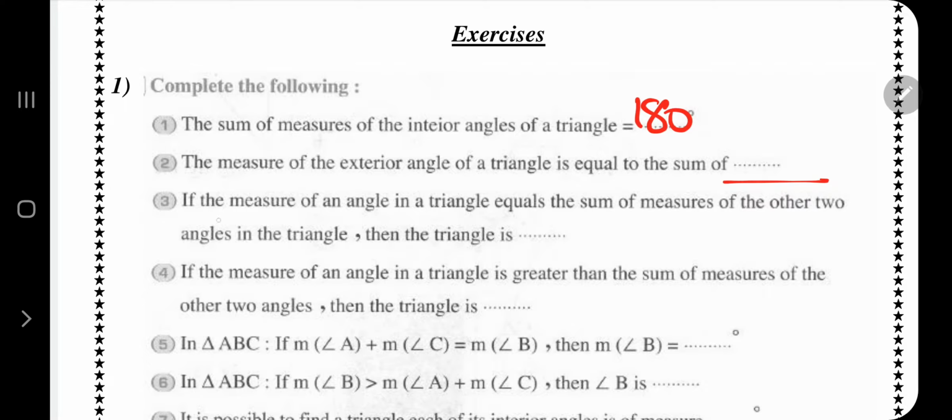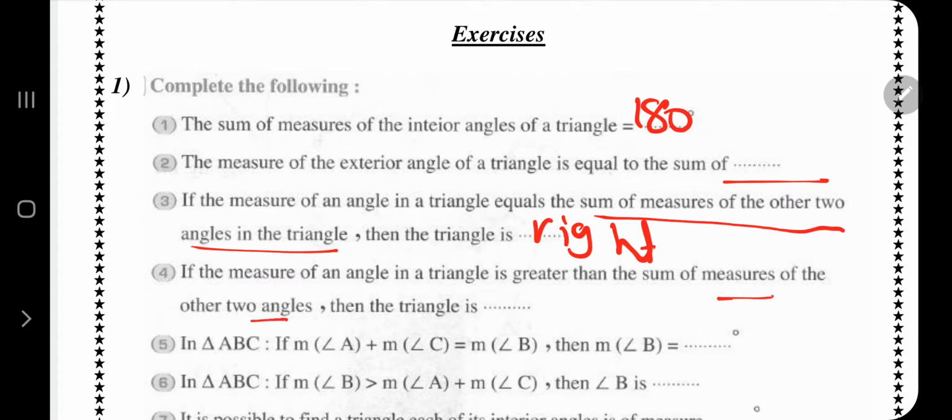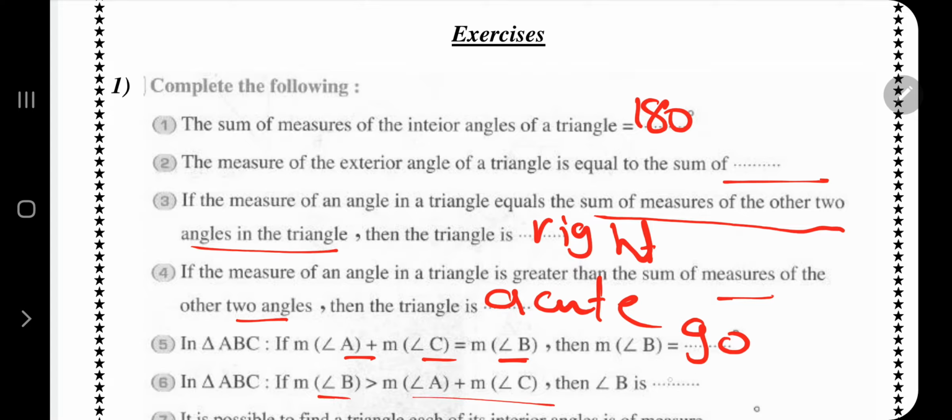Number 3: if the measure of an angle in a triangle equals the sum of the measures of the other two angles, then the triangle is right. Why? I have an angle of 90 and the two other angles equal 90. If the measure of the two angles is greater than the sum of the other angles, the triangle is acute-angled. If A plus C equals B, the measure of angle B equals 90. If B is greater than A and C, then B is obtuse.